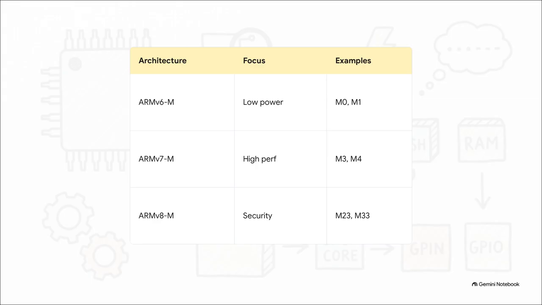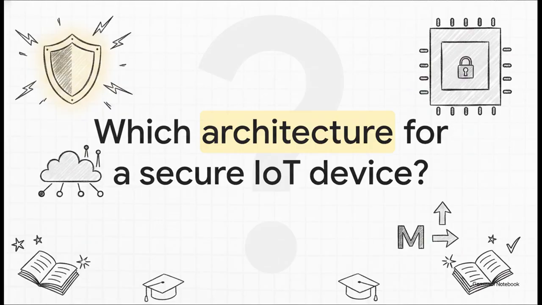But the one you really need to highlight for modern tests is the ARM v8-M architecture. As more and more devices got connected to the internet, cyber attacks became a massive threat. So ARM v8-M introduced built-in hardware security features. We're talking about ARM TrustZone technology, found in the Cortex-M23 and M33, to actively protect sensitive data and support secure firmware updates.